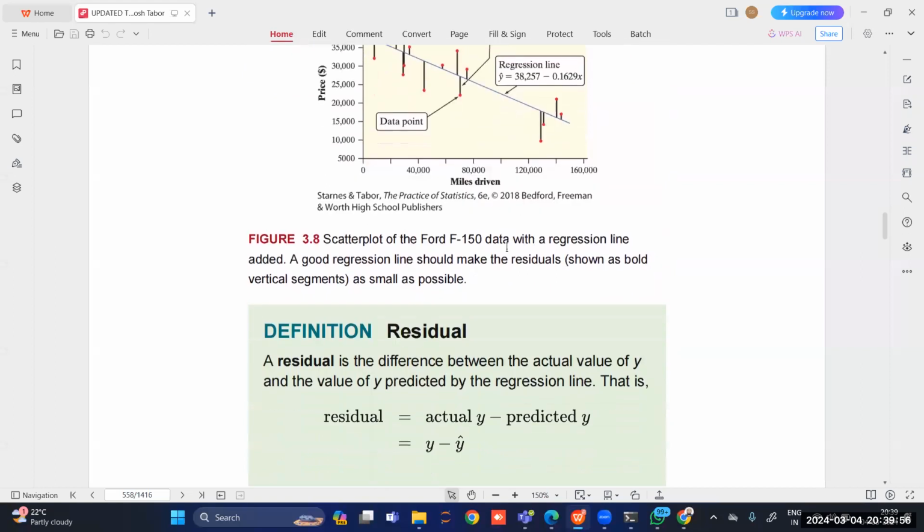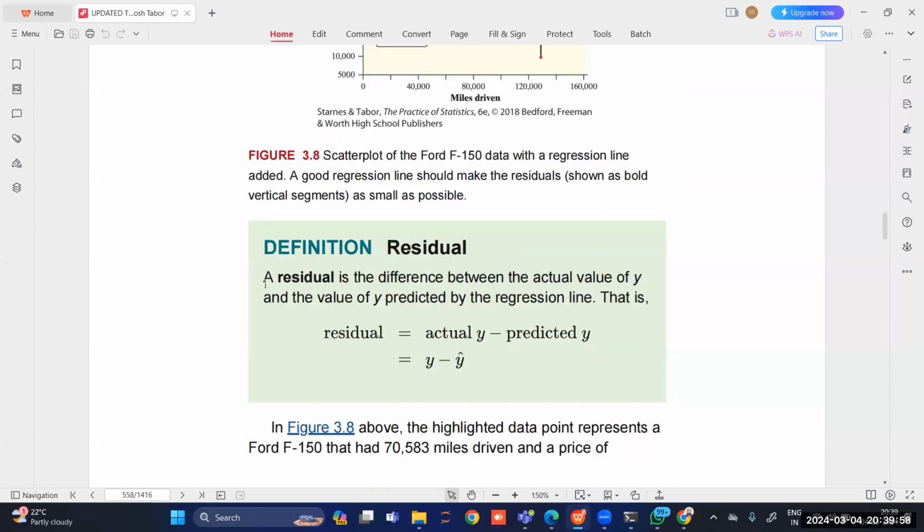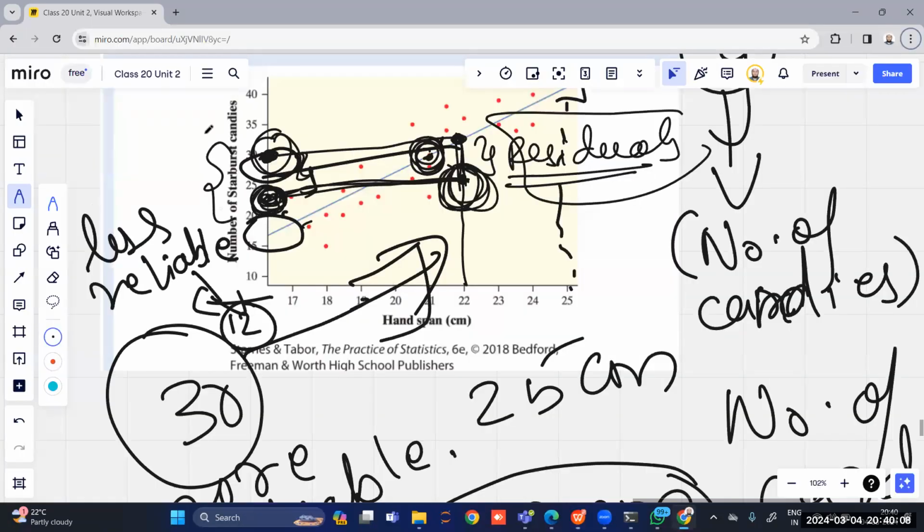Okay. So now a residual is the difference between the actual value of y and the value predicted by the regression line. That is, residual equals actual y minus predicted y. What I have told you, I'll take it again.